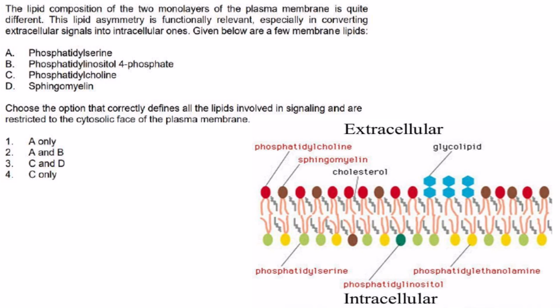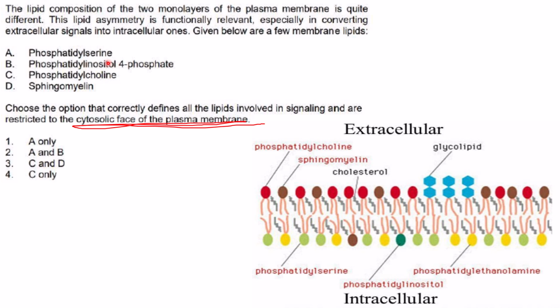Then next one. The lipid composition of two monolayers of the plasma membrane is quite different. Okay. The lipid asymmetry is functionally relevant, especially in converting extracellular signals into intracellular ones. Given below are a few membrane lipids. Now you have to say where these are localized. So choose the option that correctly defines all the lipids involved in signaling and are restricted to the cytosolic phase of the plasma membrane. That is important. So you have to look for lipids which are localized on the cytosolic phase of the plasma membrane.